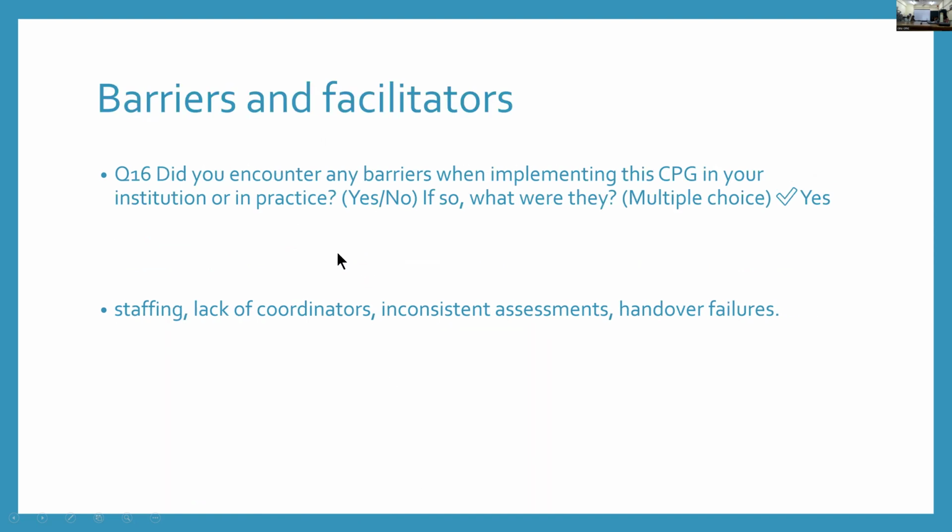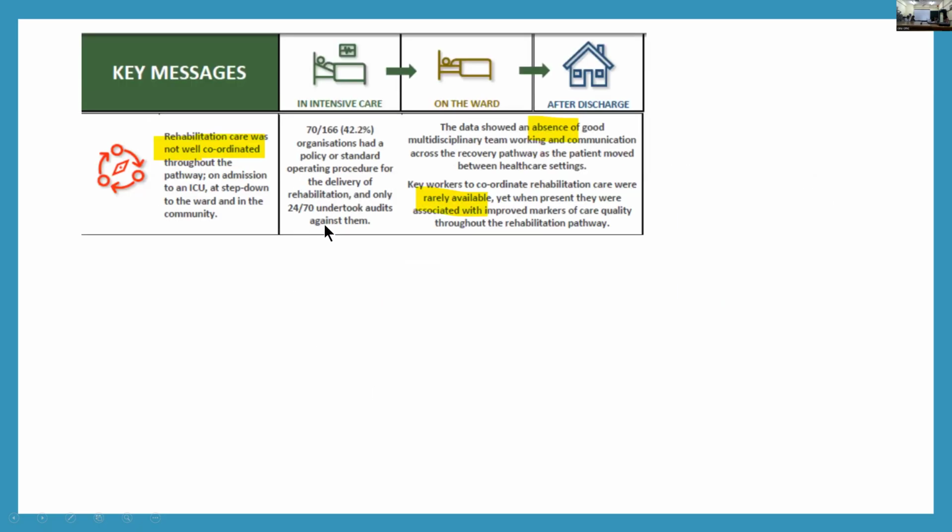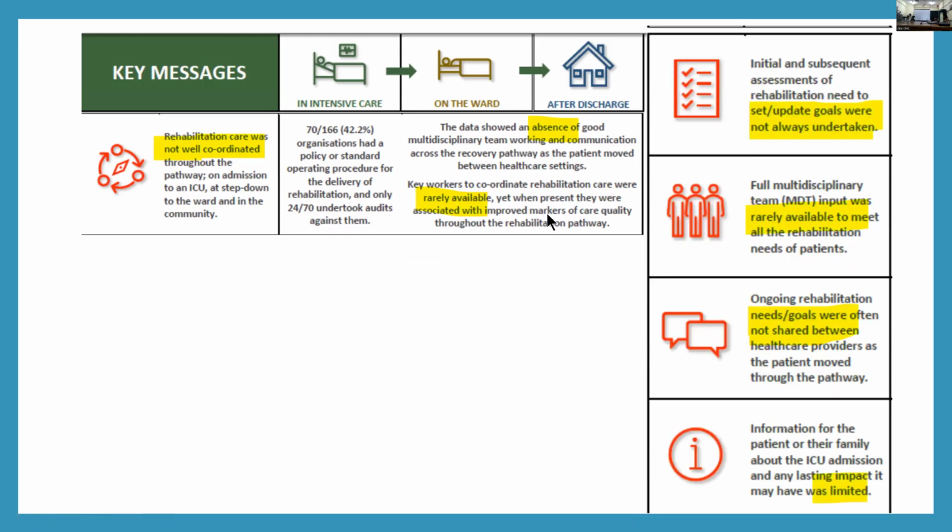Barriers and facilitators. Did you encounter any barriers? They have actually mentioned it in detail. They have talked about staffing, lack of coordinators, inconsistent assessment, and handover failure. Rehabilitation care was not coordinated. They've talked about the absence of a good multidisciplinary team, and that coordinators were not available. They have talked about how MDT input was not there, goals were not shared, and the information the patient got would have been less. So they have talked about the barriers to the implementation of the guidelines.